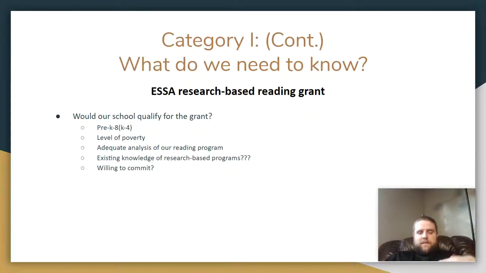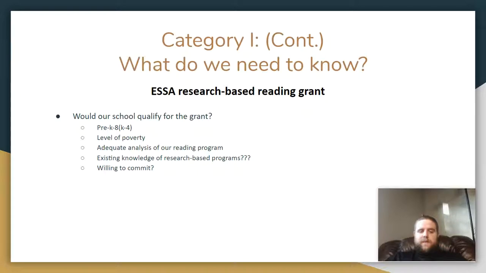It says that it has to have low performance and a high level of poverty. We have 15% poverty. We do not have a high level of poverty as it relates to our scores. It also said that you need to conduct an adequate analysis of your reading program. A basic observation from a principal and a reading specialist, I would think, would not qualify as an adequate analysis. So if we do want to attempt this, even though we are not qualified in the other 2 areas, we need to conduct more analysis.